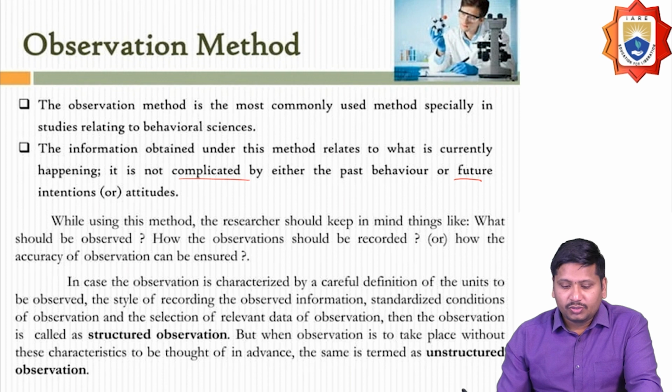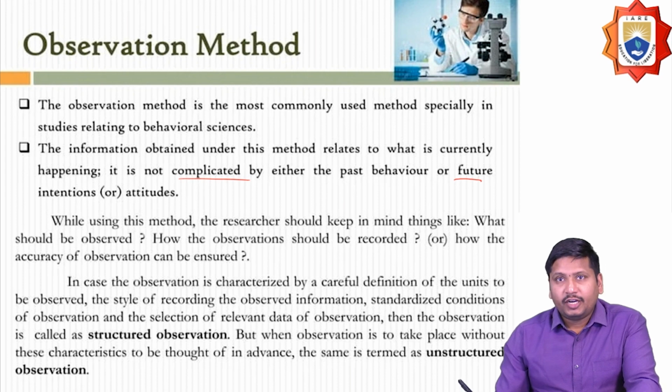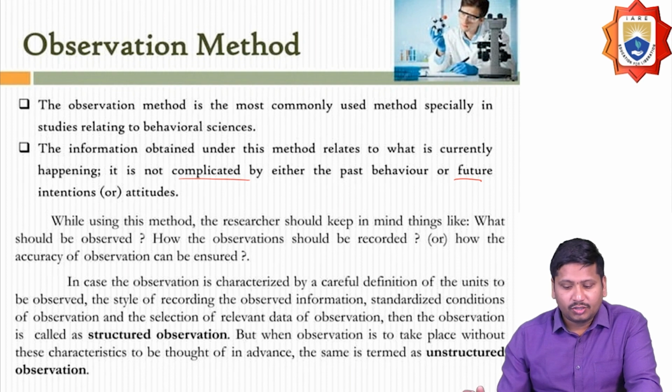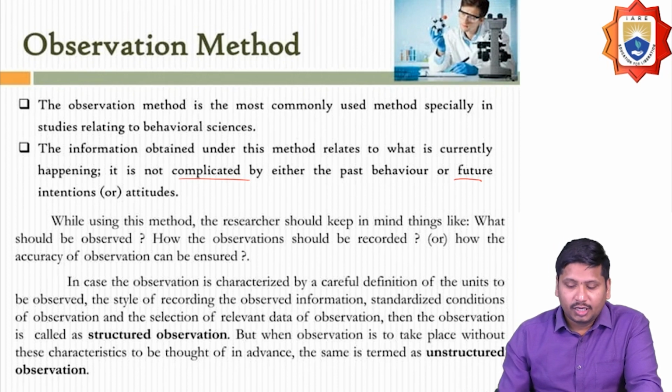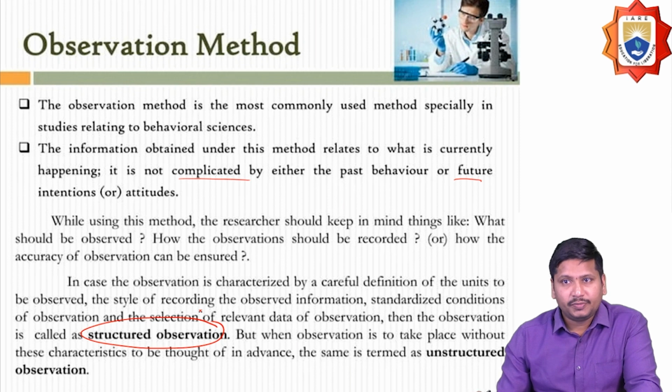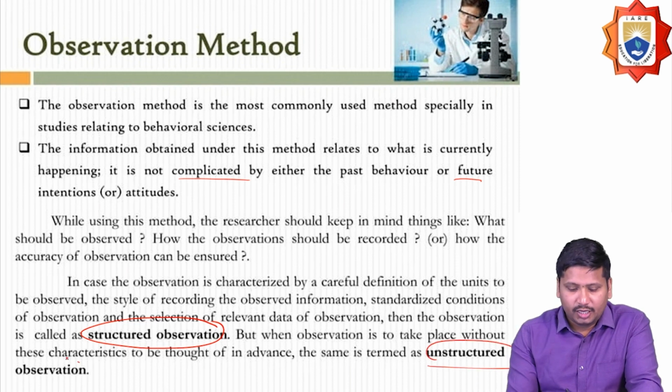Through this observation, we can mainly focus on the studies of behavioral science, and we can identify different types of observations, like structured observation and unstructured observation. Structured observation means where we incorporate standardized conditions of observation and select relevant data of observation. But when an observation takes place without any characteristics in advance, it should be treated as an unstructured observation.